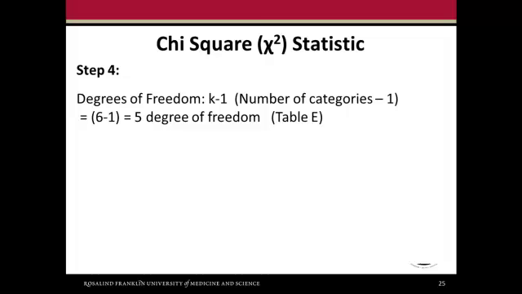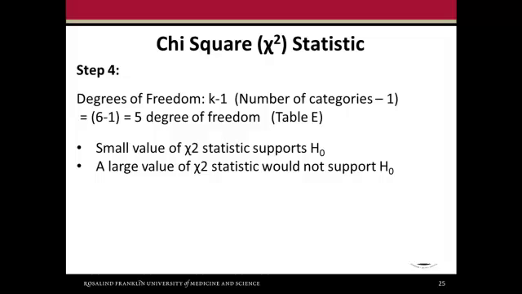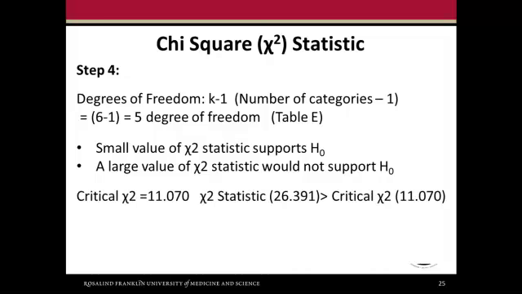Step 4, now we need to figure out our degrees of freedom. Our degrees of freedom are k minus 1, the number of categories minus 1. We have 6 different categories of pain, so 6 minus 1 gives us 5 degrees of freedom. You can look this value up in Table E to figure out the critical value. Remember that small values of chi-square support our null hypothesis, because that means our observed and expected values are very similar to one another. A large value means that our expected and observed are very different, so that would not support our null hypothesis. Our critical value is 11.070, and our chi-square statistic is 26.391.